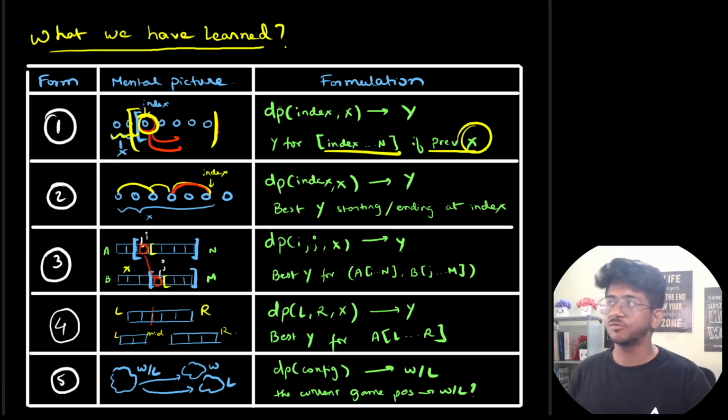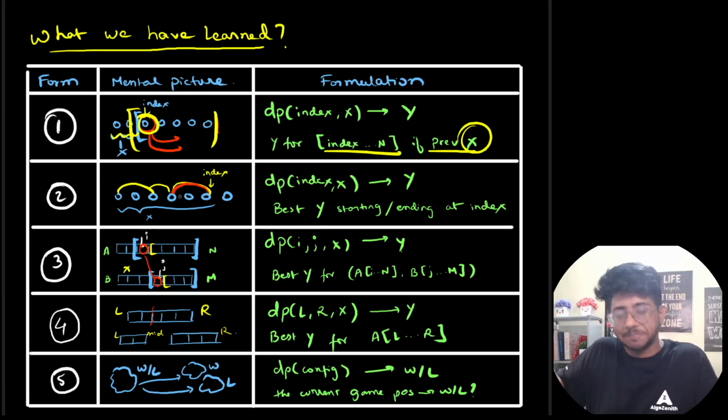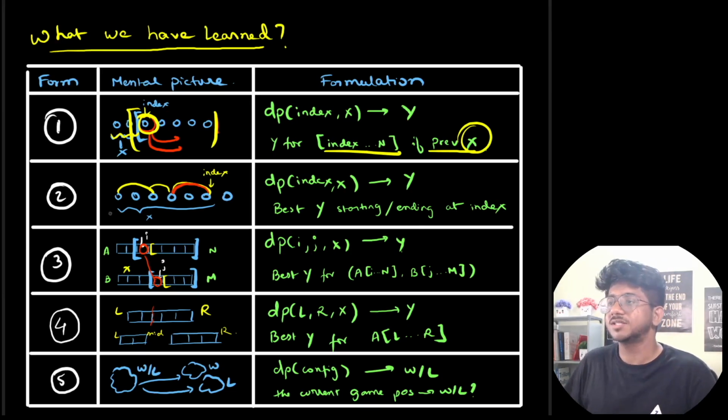The first one I would name object iteration, where you're iterating over objects one by one to create subsets. You can also think of it as the knapsack form, because knapsack gets solved by it. The second form that we learned was the ending form, ending or starting at an index. It has to include the index. So this is how you formulate these particular problems.